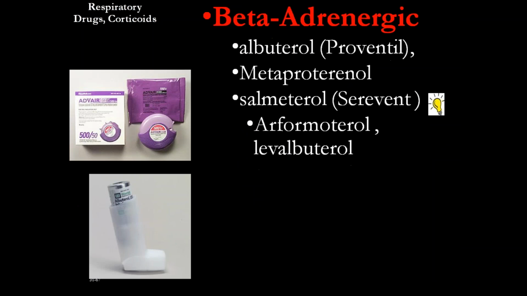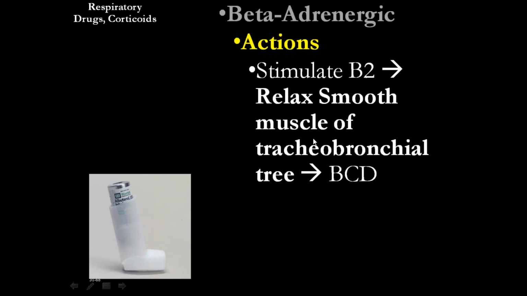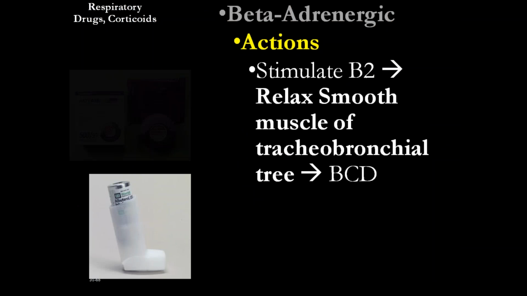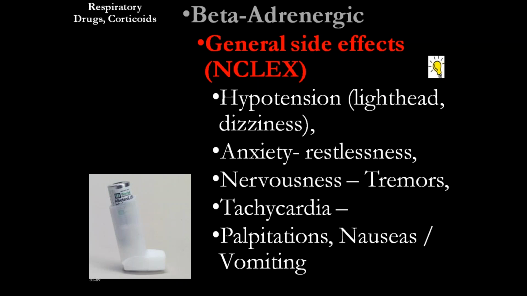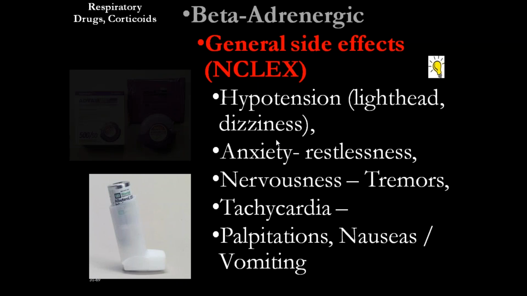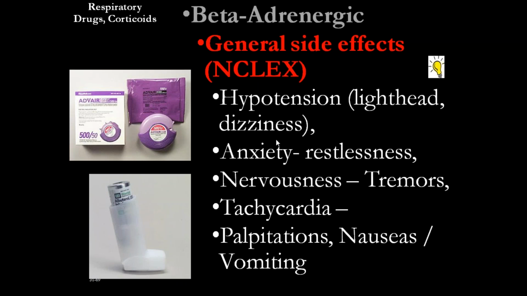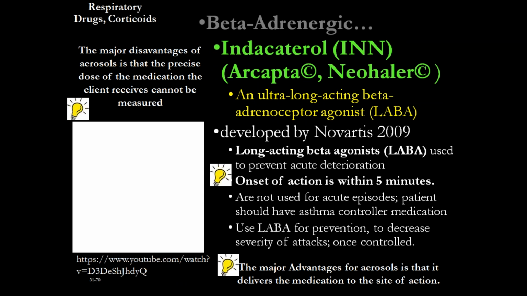Okay. So we have the beta-adrenergics, we have albuterol. They are going to stimulate the smooth muscle, beta-2. Remember, beta-2, two lungs, bronchodilation. Then we have beta-adrenergics, which can produce hypotension, anxiety.